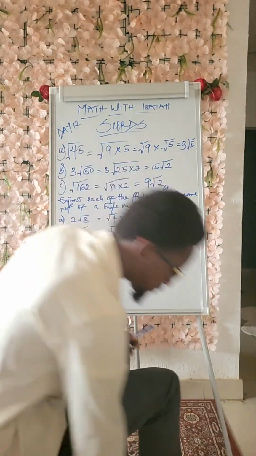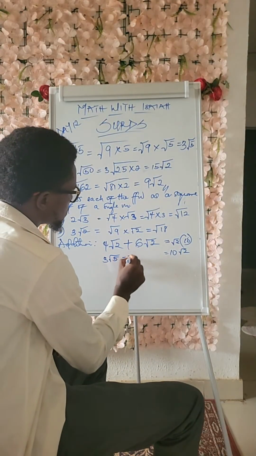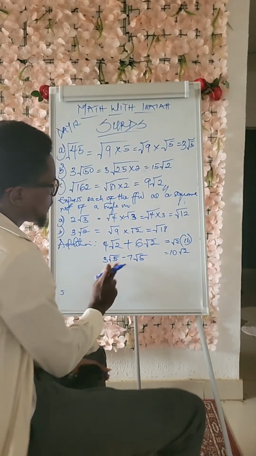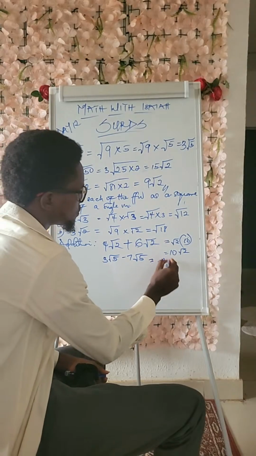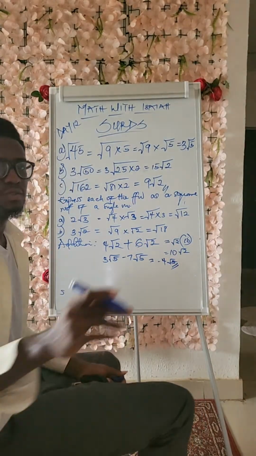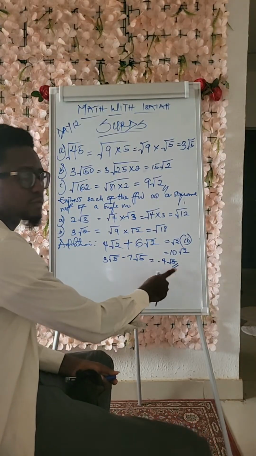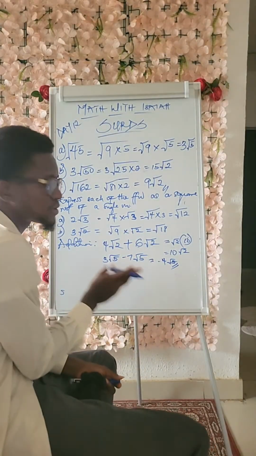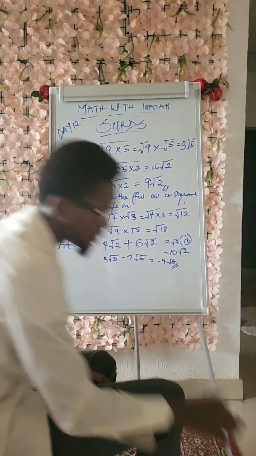Okay, 3 root 5 minus 7 root 5. They have the same root. 3 minus 7 gives you what? Minus 4 root 5. Simple as ABC. 3 minus 7 is minus 4. Put your root 5 there. You're good to go. That's how you solve something like this. The same thing here. 4 plus 6. That's 10 root 2. Straight up.